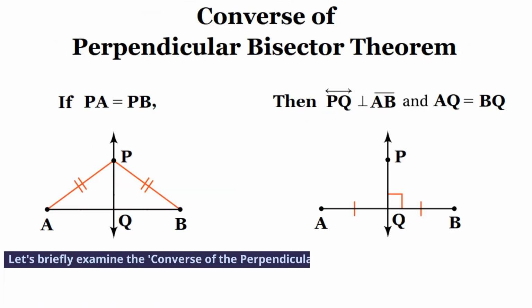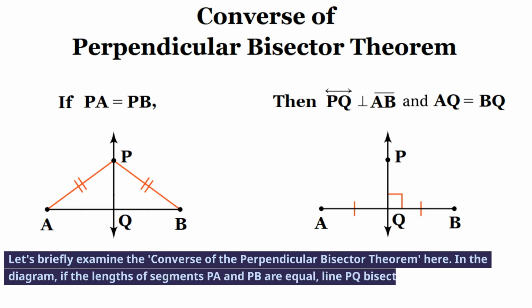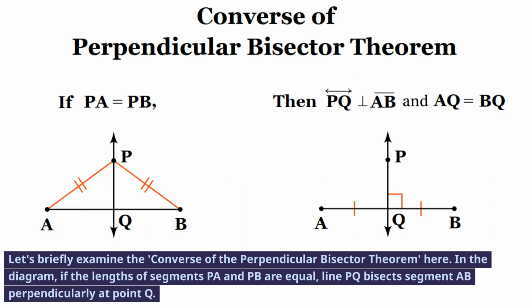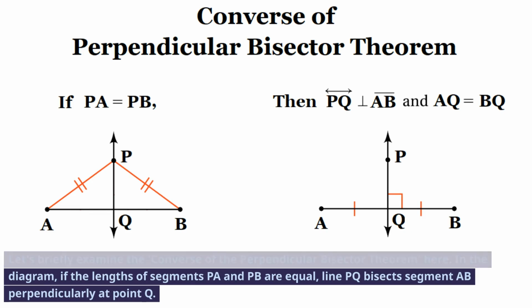Let's briefly examine the converse of the perpendicular bisector theorem here. In the diagram, if the lengths of segments PA and PB are equal, line PQ bisects segment AB perpendicularly at point Q.